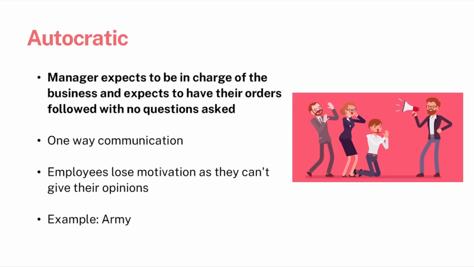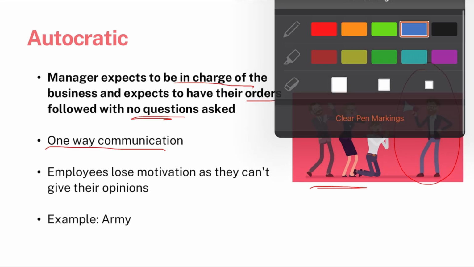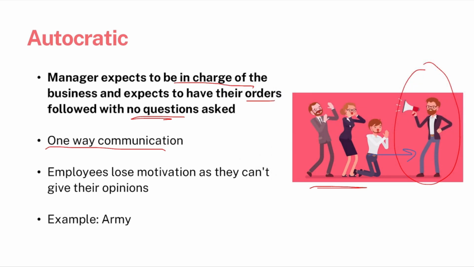So as you can see in this picture here, this is our manager and he is screaming at all these employees and telling them what to do, and that's exactly what autocratic means. So the manager expects to be in charge of the business and expects to have their orders followed with no questions asked. Okay, so there's one-way communication, which means that the employees can't talk back. It's just a one-way communication channel in autocratic leadership styles.